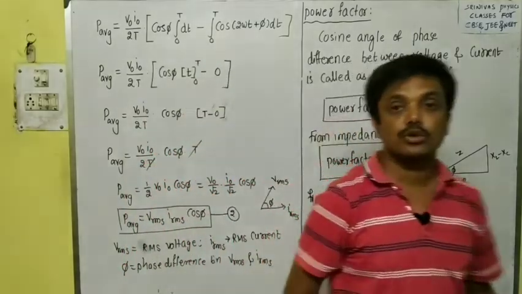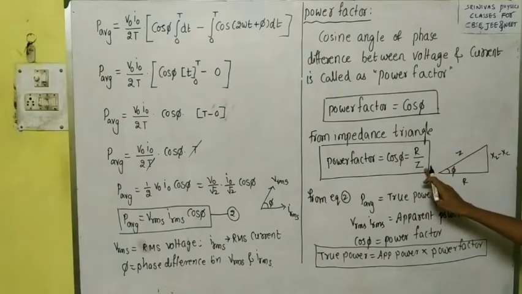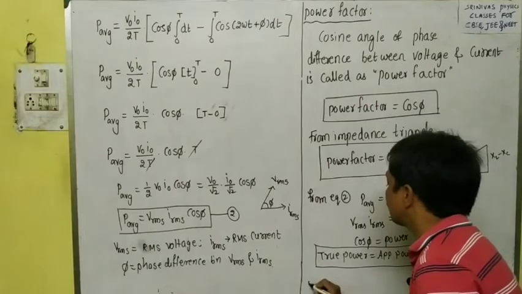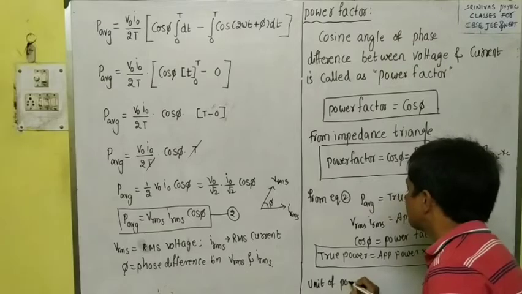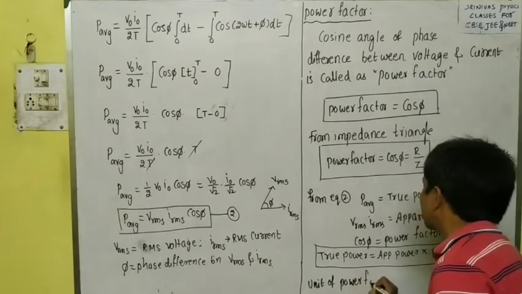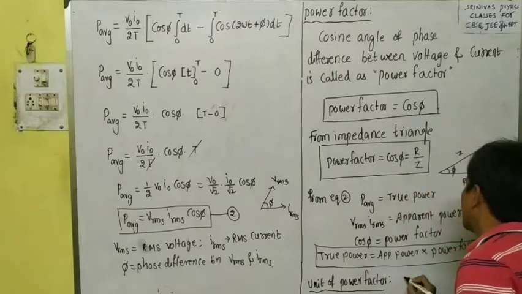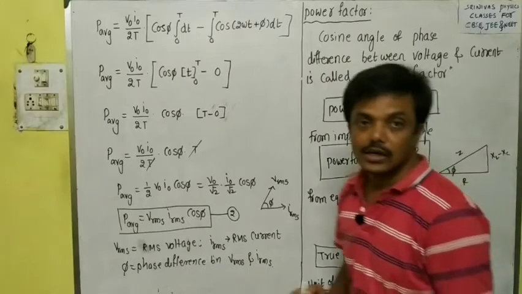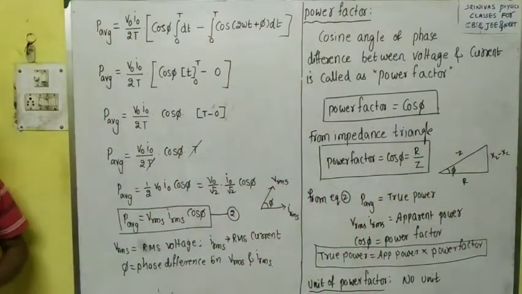Okay, this is about power factor. Power factor is a ratio between the resistance and impedance. It does not have any unit. What is the unit of power factor? No unit. Right? Okay, this is about power factor and the power factor formula.